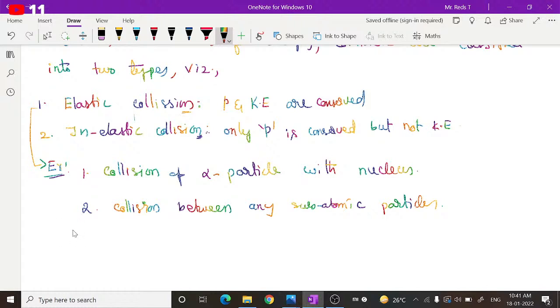This is briefly about elastic and inelastic collisions and examples. In an inelastic collision, as you already have noted, only momentum is conserved but not kinetic energy, right? You can take as an example of an inelastic collision the collision between two vehicles. You can take it as the collision between any bodies in day-to-day life. Specifically, the collision between two vehicles.